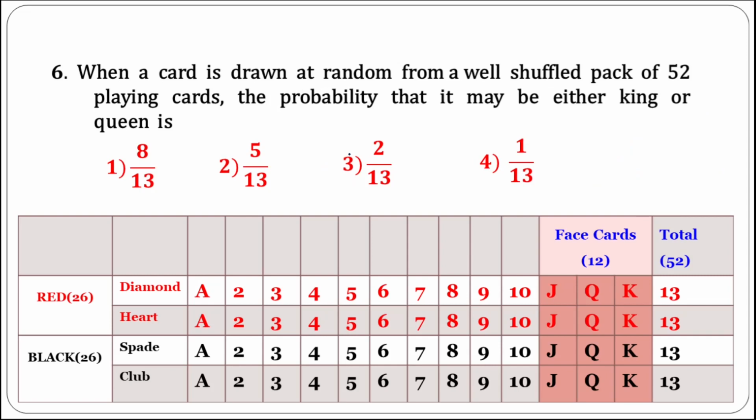When a card is drawn at random from a well shuffled pack of 52 cards, the probability that it may be either a king or a queen. How many kings we have? 4 kings. How many queens? 4 queens. 4 plus 4, total 8. So probability is 8 by 52. 4 2s are 8, 4 13s are 52. So what's the answer? 2 by 13. Right. So which option? Option 3, 2 by 13. Right. Now let's see the seventh question.